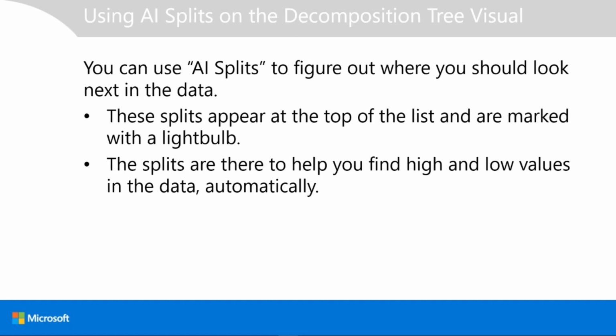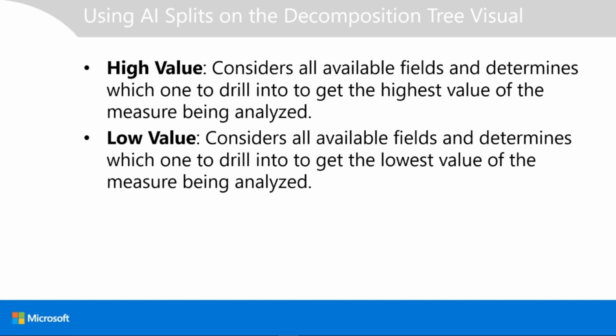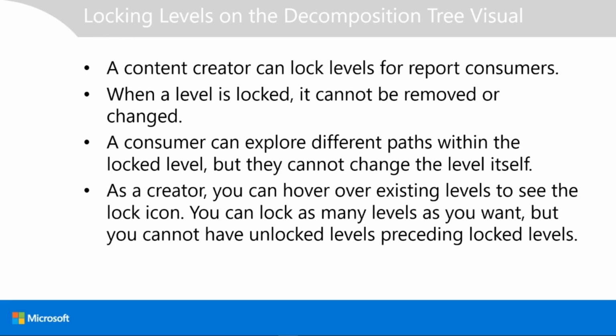We can use what are called AI splits to figure out where you should look next in your data. These splits appear at the top of the list and are marked with a light bulb. The splits are there to help you find high and low values in the data automatically. We can continue taking a look at AI splits by looking at high value, which considers all available fields and determines which one to drill into to get the highest value of measure being analyzed. And the low value considers all available fields and determines which one to drill into to get the lowest value of the value being measured or analyzed.